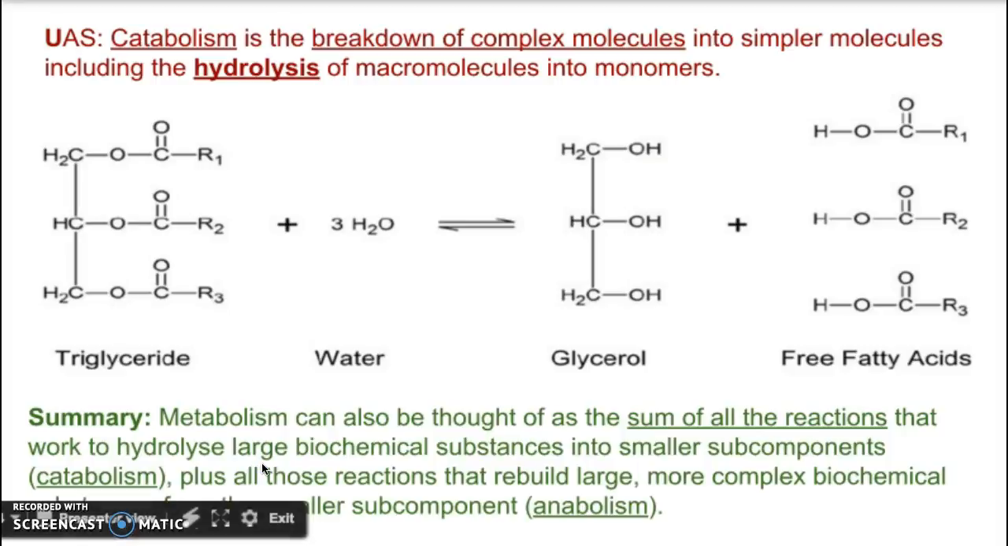And a final nice summary from the book, I think this is: metabolism can be thought of as the sum of all the reactions that work to hydrolyze large biochemical substances into smaller subcomponents, catabolism, but also anabolism.